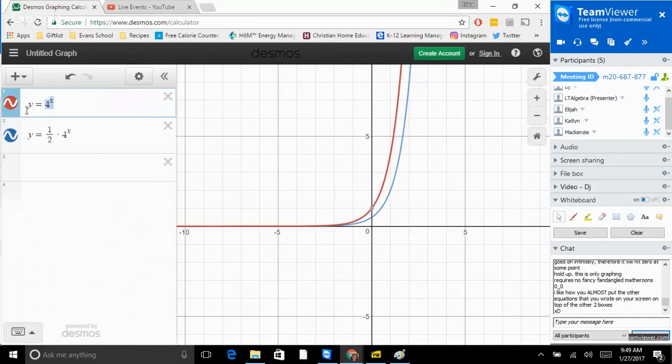What happens if I take my original y equals 4 to the x power, my original growth function, and I add 5? What do you think is going to happen if I add 5? Do you think the graph is going to shift up, down, left, or right?